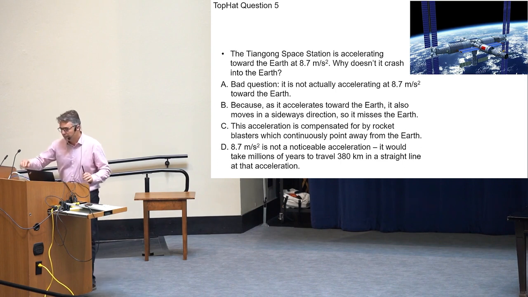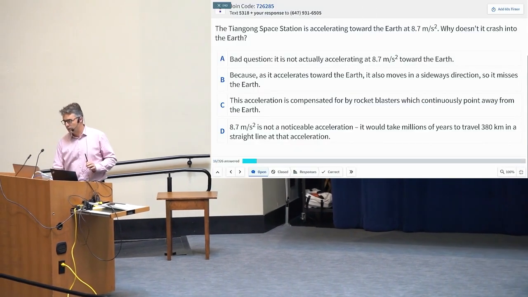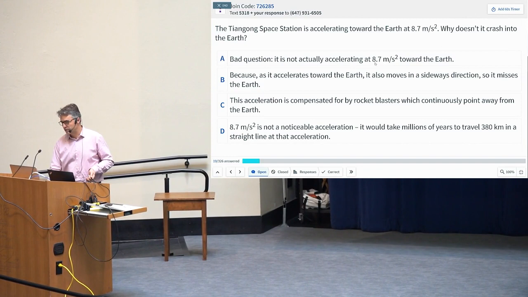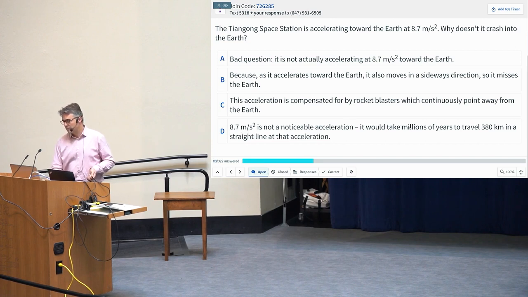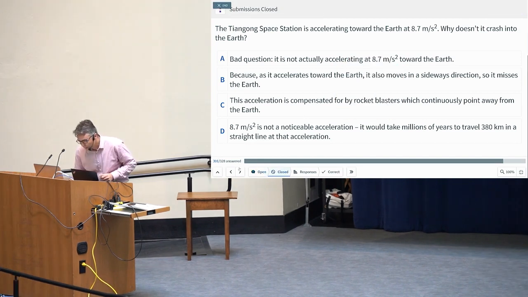A, bad question. It's not actually accelerating at 8.7 meters per second squared towards the Earth. B, because as it accelerates towards the Earth, it also moves in a sideways direction, so it misses the Earth. C, this acceleration is compensated for by rocket blasters, which continuously point away from the Earth. Or D, 8.7 meters per second squared is not a noticeable acceleration. It would take millions of years to travel 380 kilometers in a straight line at that acceleration. Like I say, 3 of those are dead wrong. So pick your favorite. Okay.